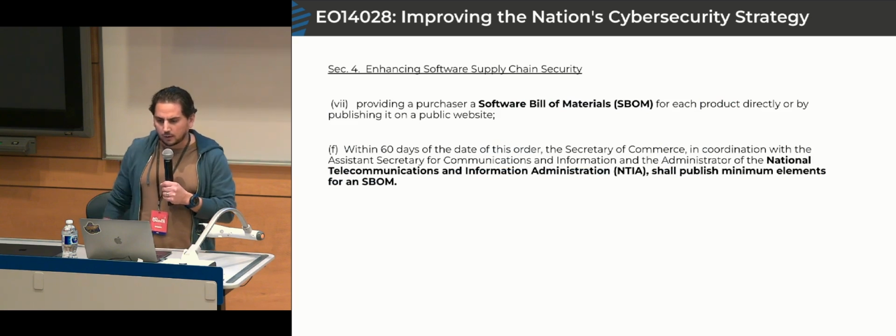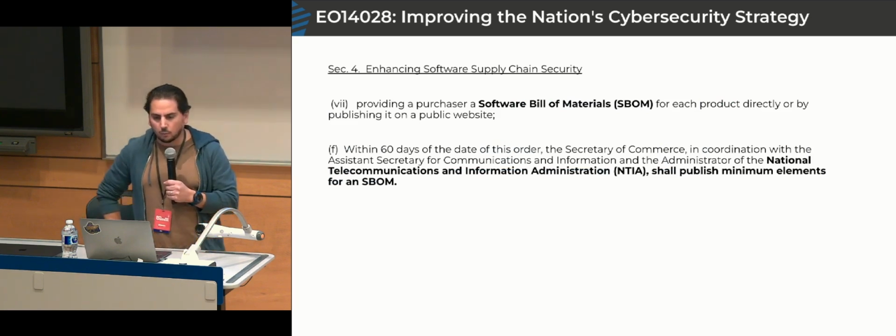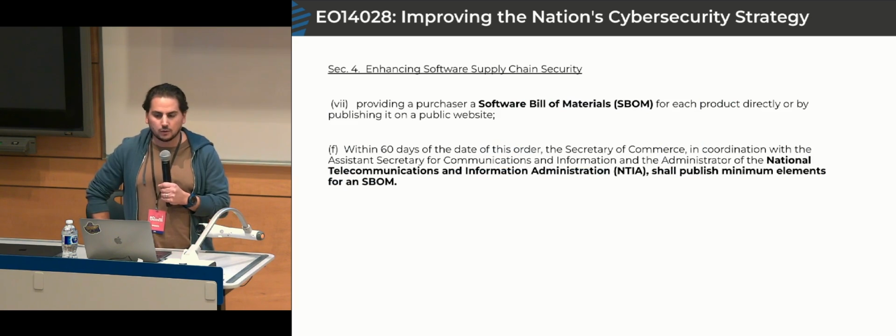So if I just quickly go forward, so I did mention Executive Order 14028. There is a section in that executive order where you need to provide the purchaser, in this case the purchaser is the US government, a software bill of materials, either giving it to them directly or publishing it on a website.